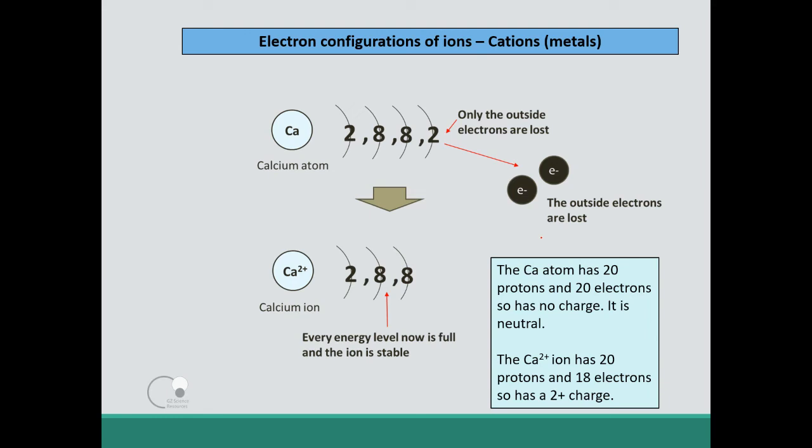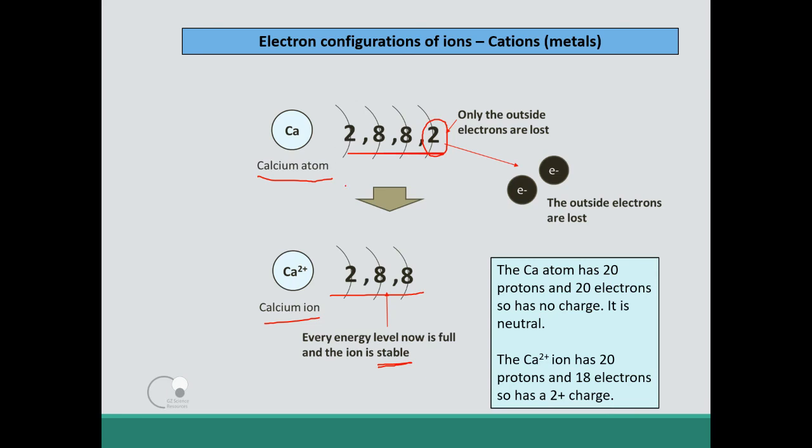Now thinking about the electron configuration of ions. The calcium atom has 20 electrons, so it goes 2, 8, 8, 2. The valence electrons on the outside get lost in a chemical reaction, and it forms the calcium ion. Now it's gone from 4 electron shells to only 3 electron shells, but they're full, so it's more stable. Calcium atoms form calcium metal, which is a very reactive metal, and the calcium ion is a very stable ion, and that's what we find in our bones.